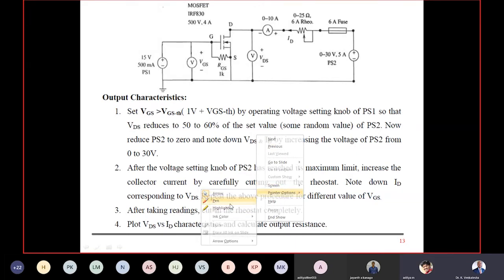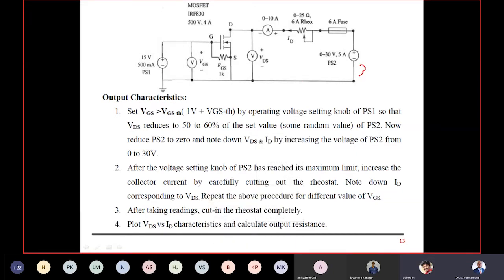We have to set PS2 to 30 volts and vary the VGS value. Vary PS1 such that VDS is 50 to 60% of PS2. And VGS will be more than the 3.3 volt threshold voltage. VGS should be more than VGS threshold, the 3.3 volt value. So VDS comes down to 60% of 30, 18 volts. Correct. First step is correct.